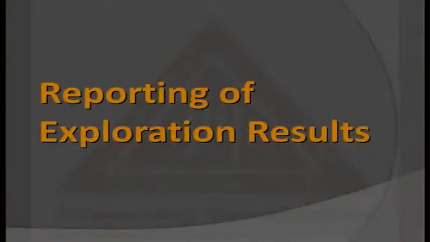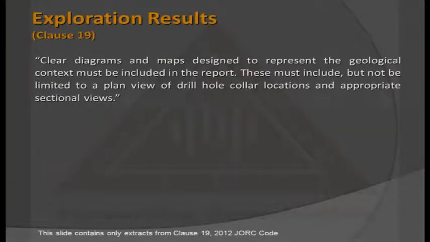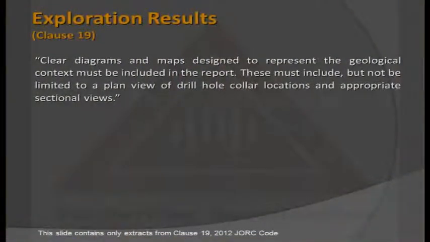So I might move on to exploration results and what's new about them in the code as well. First thing is, it's jumped to clause 19 now rather than clause 16 and 17. This text here is new in the JORC Code, and there's also parallel text in the listing rules about the requirement to provide adequate diagrams or maps or cross-sections so that people can understand the results that you're reporting on.